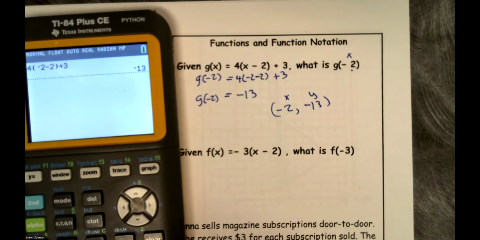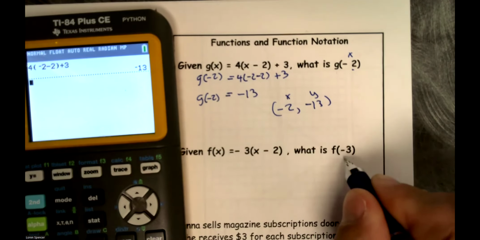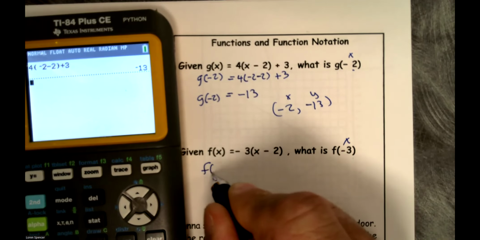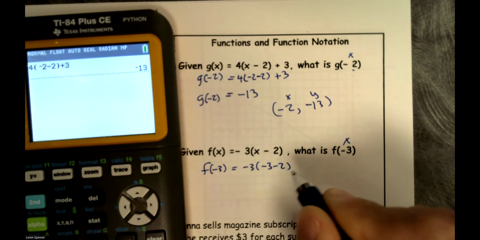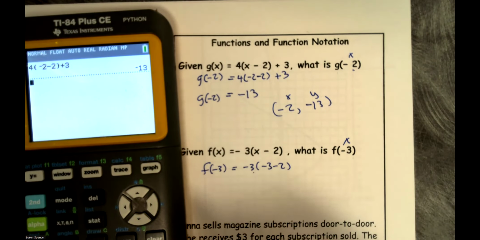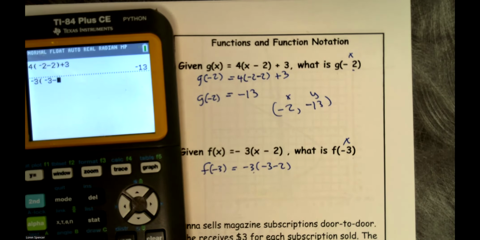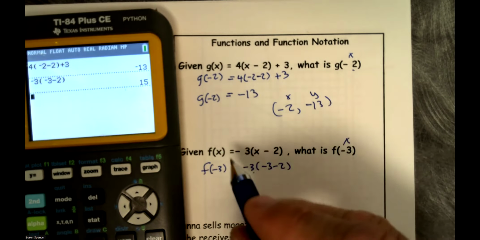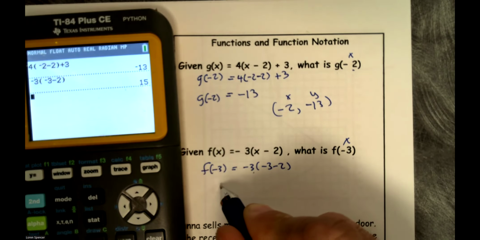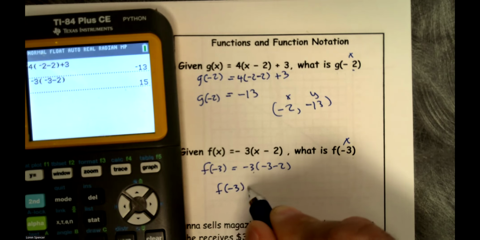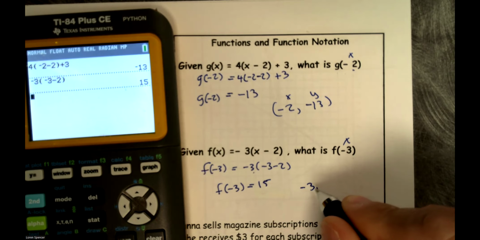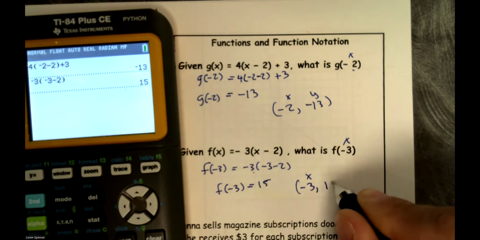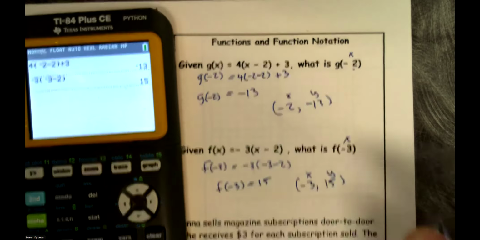All right? Here we're doing the same thing, but this is my x, so we're going to plug in f of negative 3 equals negative 3 parentheses negative 3 minus 2. And I'm just going to plug that into my calculator. So negative 3 parentheses, negative 3 minus 2, close those parentheses, and I get 15. So f of negative 3 equals 15. So that means my x value is negative 3, and my y value is 15.